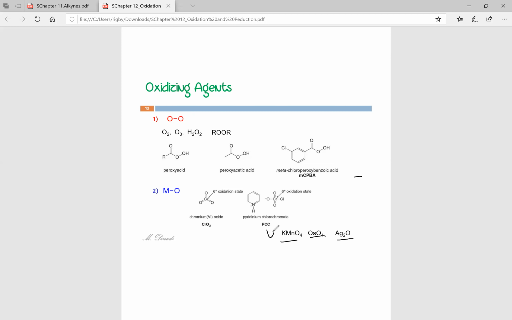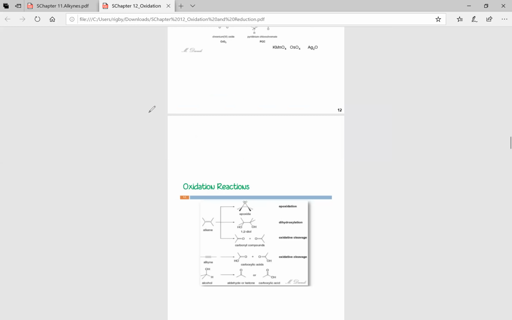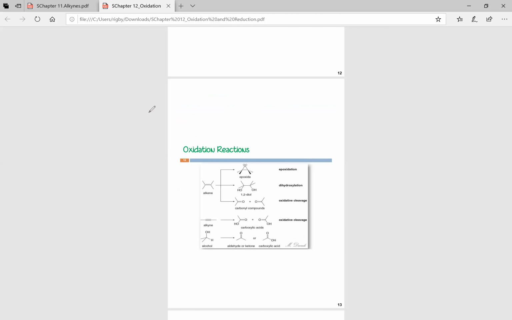And then we'll talk about PCC versus CrO3. But the first thing we're going to be talking about is the O bonded to the O. Okay, the oxygen bonded to the oxygen. So I'm going to skip over this reaction chart here because I don't like it very much because it doesn't have the reagents on it.